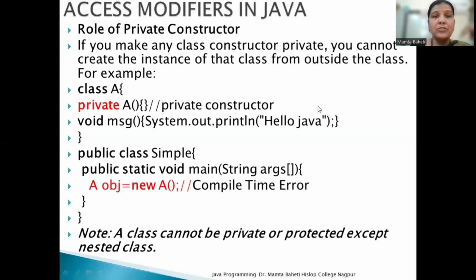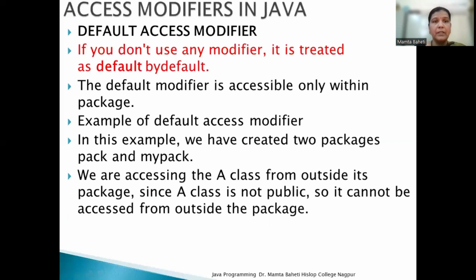So whenever we declare a constructor, we make it public, so that when the object of that particular class is created, we can access it through the constructor. Otherwise, if it is declared private, you will get a compile time error.